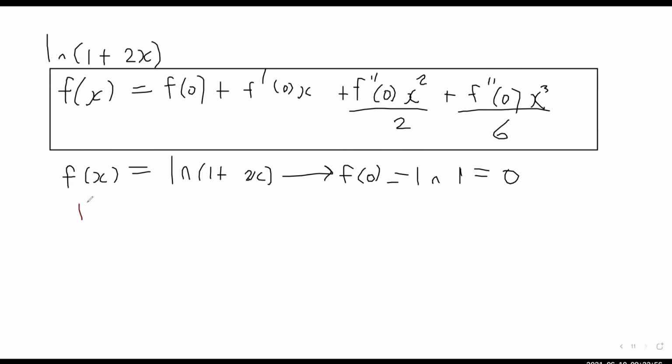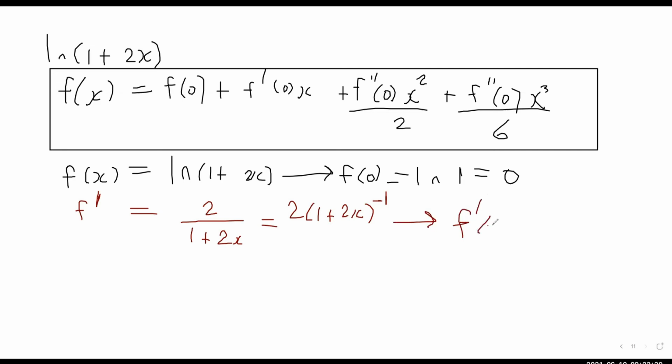We need to differentiate to get f prime now. So f prime is going to be equal to, differentiating ln of 1 plus 2x, 2 over 1 plus 2x. Or you can rewrite it as 2 times 1 plus 2x to the negative 1, just so it's easy to differentiate. Now we can find f prime of 0. Plugging 0 in here, we get 2.